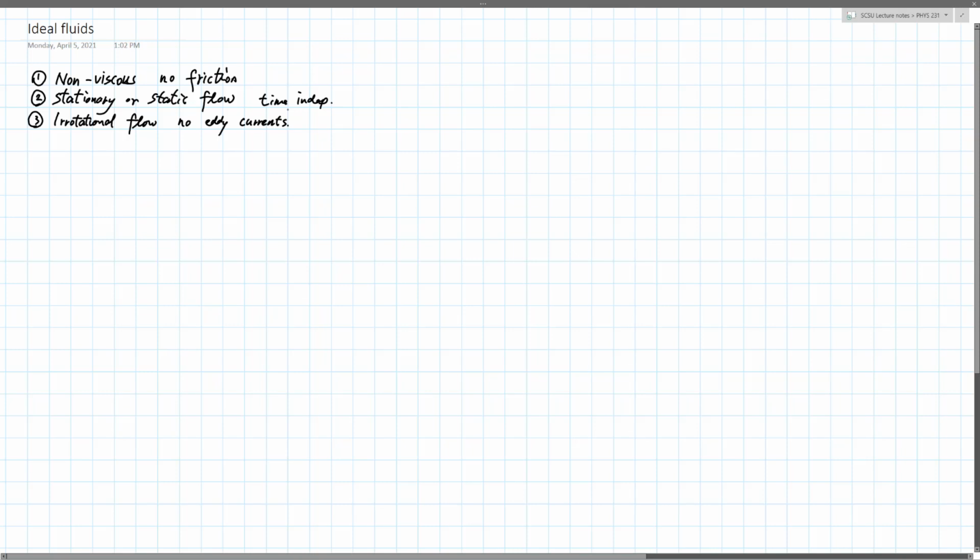Okay, so basically kind of stationary, static, non-viscous, and irrotational. Let's see what else we need to make it more idealized. Let's think... incompressible. Okay, liquid being incompressible.